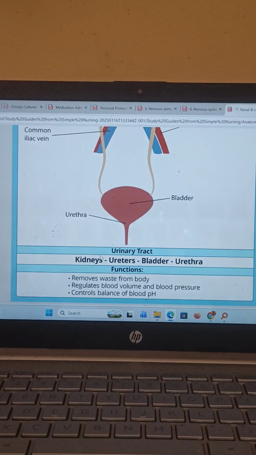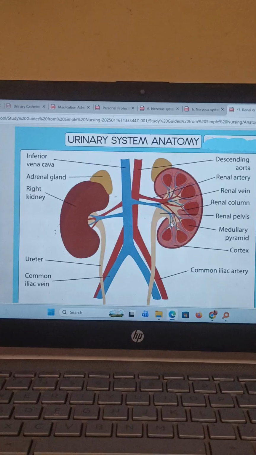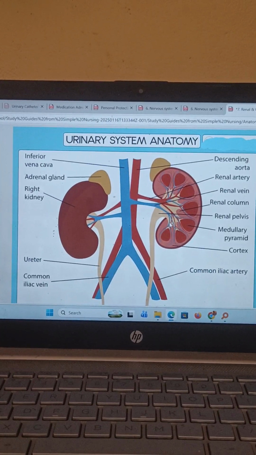All these four things make up the urinary tract system, and its functions are removing waste from the body, regulating blood volume and blood pressure, and controlling the balance of blood pH. Just a recap, we've talked about the contents of the urinary system: the bladder, urethra, ureter, and the kidneys.